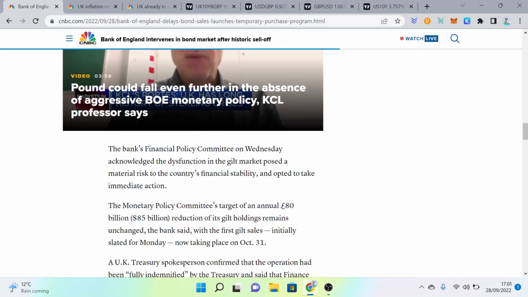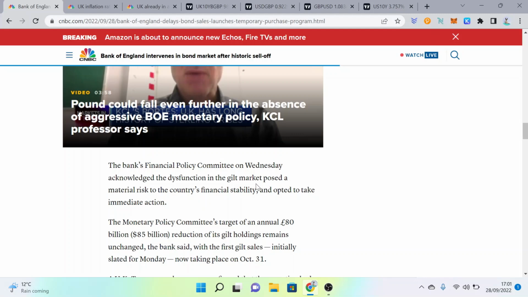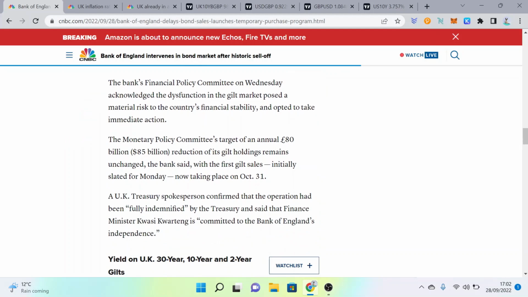So the bank's Financial Policy Committee on Wednesday acknowledged the dysfunction in the gilt market posed a material risk to the country's financial stability, and opted to take immediate action. The Monetary Policy Committee targeted an annual $85 billion. So actually there's not that much in it anymore between dollars and pounds, and we are potentially looking at a parity, so £1 worth $1.